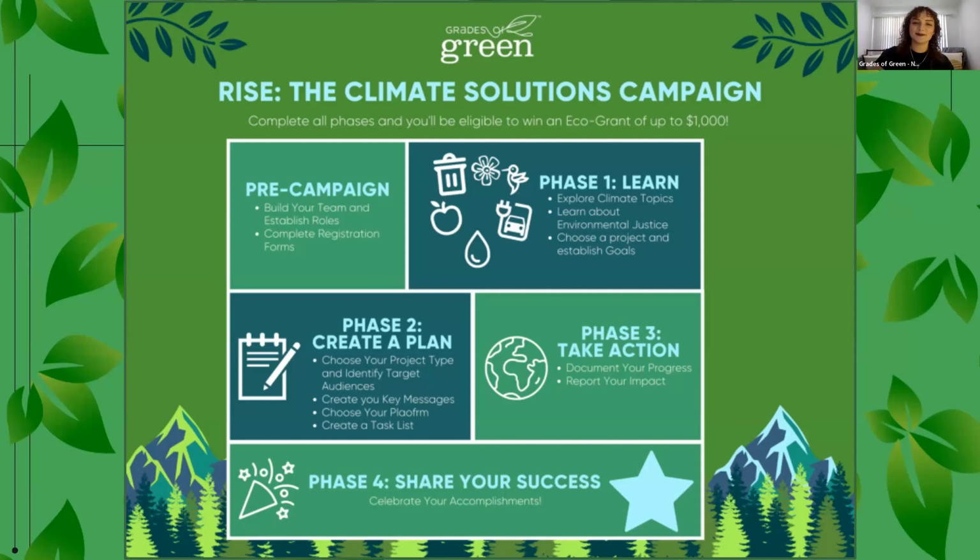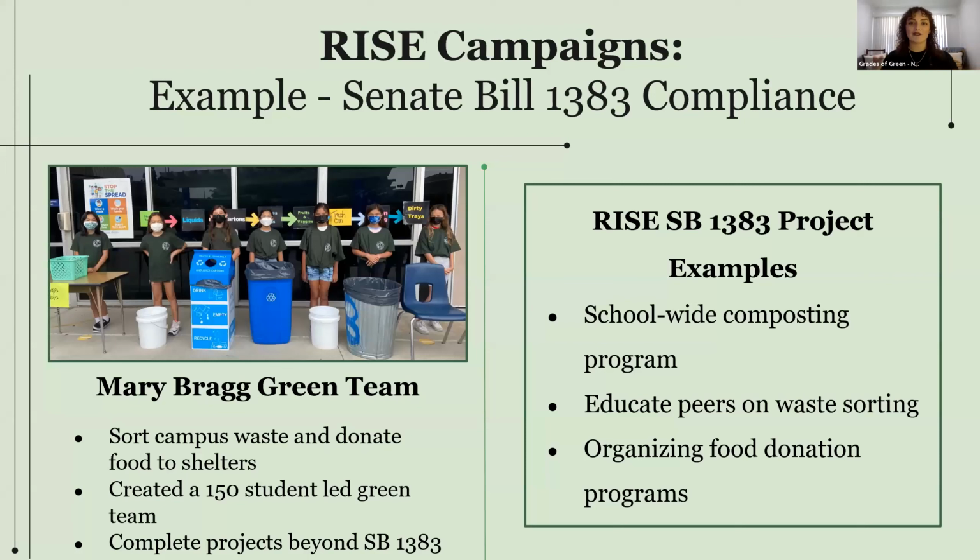Next slide. So again, for implementing SB 1383 compliance, one example of a team that is extremely active in our programs is the Mary Bragg Green Team, who I'm proud to show you all today. They have a team of over 150 students. These students deal with lunchtime sorting and waste diversion, but additional RISE projects that we have seen include school-wide composting, peer education on waste sorting, organizing food donation programs, among others.